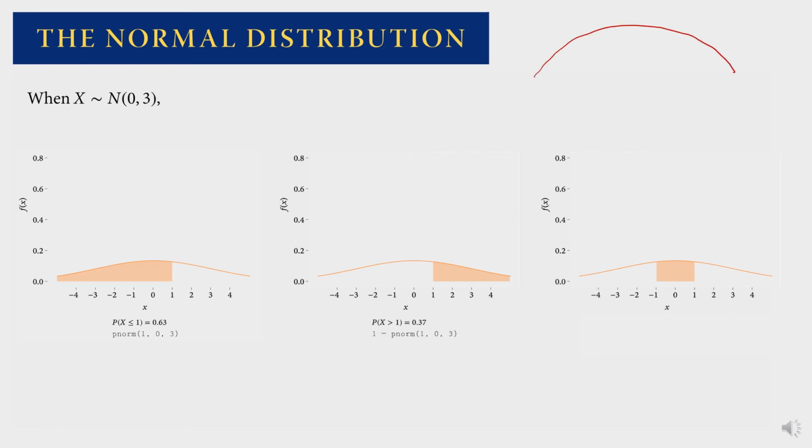So the area less than 1 would be like this. And then subtract the area that's less than -1. So if -1's over here, we'll subtract this area, and what's left is this area here. To get that from R, you would enter pnorm(1, 0, 3) minus pnorm(-1, 0, 3).